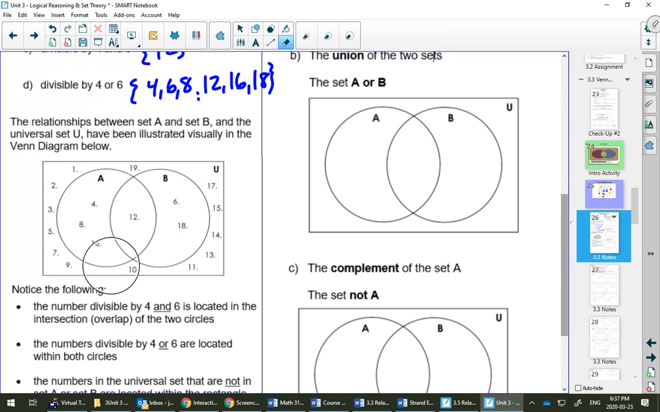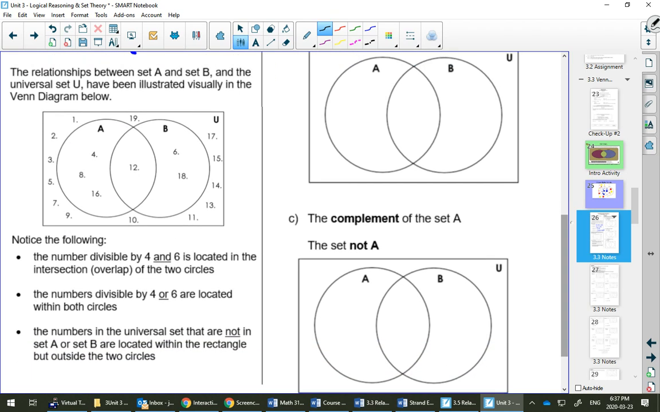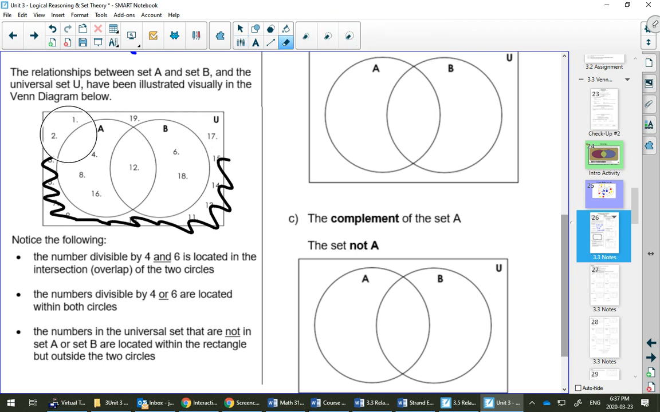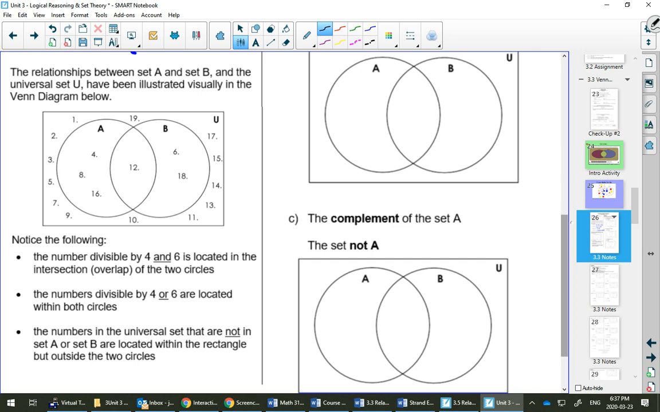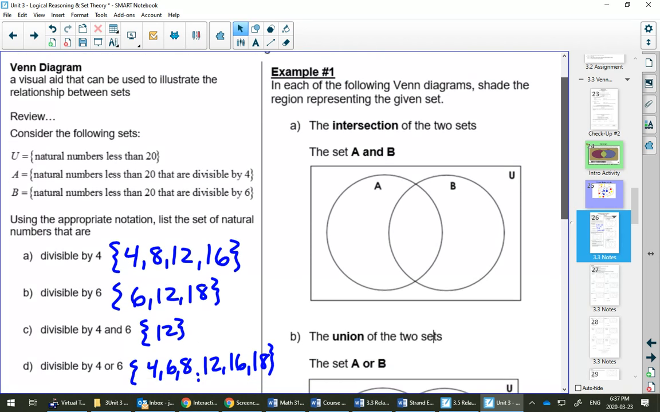And then any numbers that occur outside of those sets, so the numbers of the universal set that are not in set A or B, are located outside. So that would be that piece there. So that's just a quick refresher of sets, but it also shows how we can use that set theory with regards to Venn diagrams. So this is where you might find it helpful to have different colored markers or highlighters.